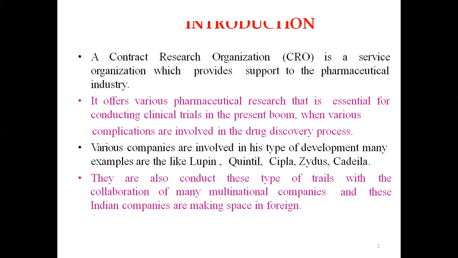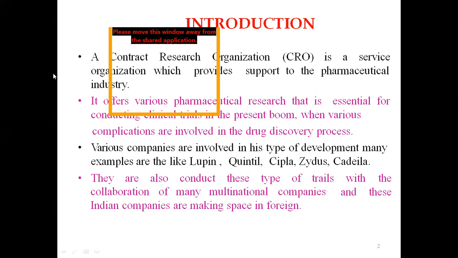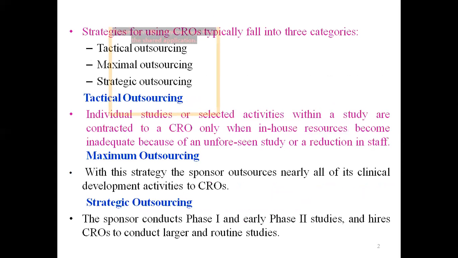For example, companies like Lupin, Quintiles and Cipla act as CROs for many other companies that do work in the clinical research process. They also conduct various types of trials, in collaboration with many multinational companies (MNCs) and Indian companies, to make space for foreigners.